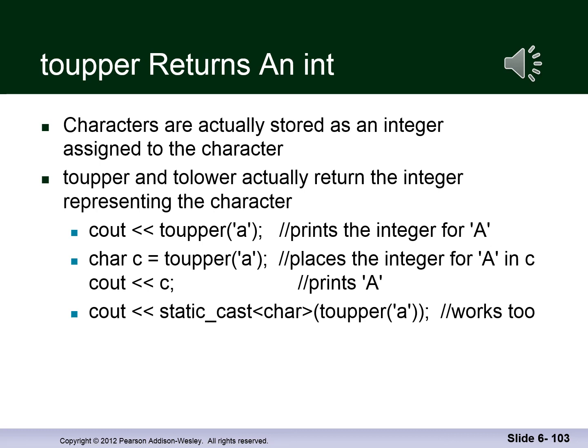toupper and its brother or sister, tolower, actually return an integer representing the character, because characters are stored as integers assigned to a specific character. So here are some examples of cout with the function toupper.